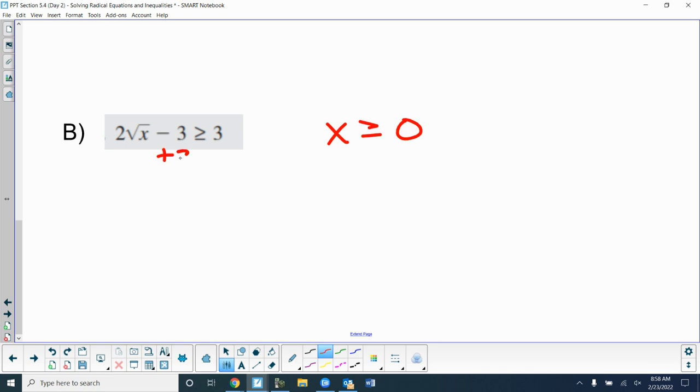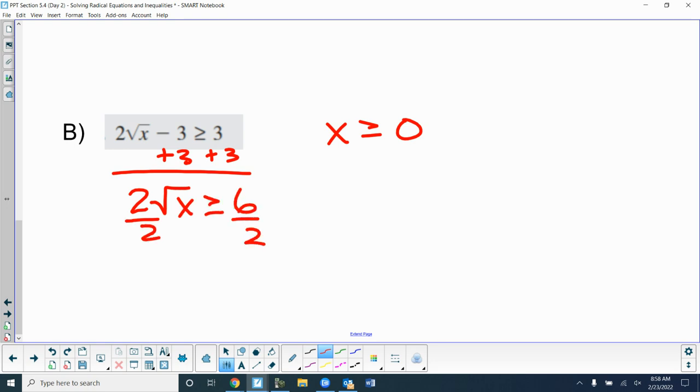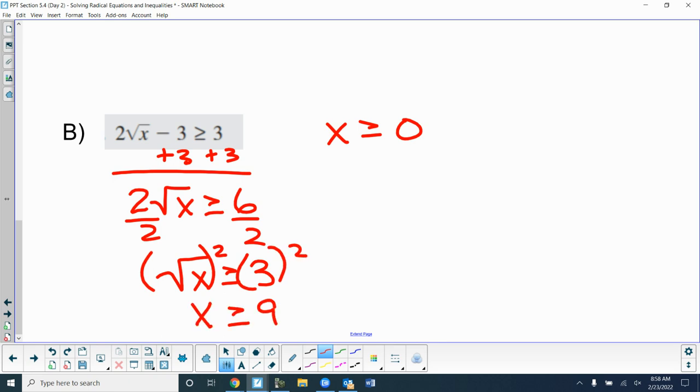Add the 3. Divide by the 2. And then what? Square both sides. So x is greater than or equal to 9.